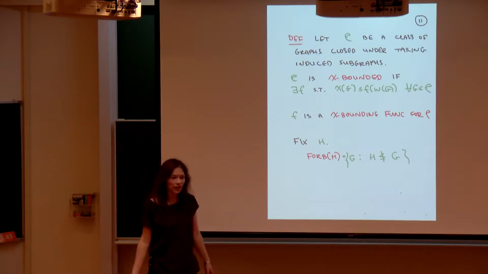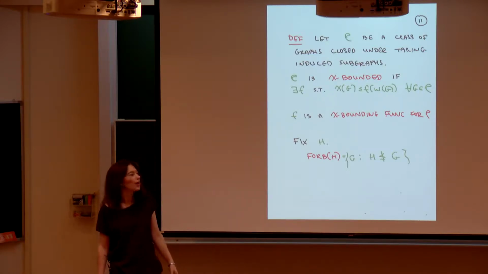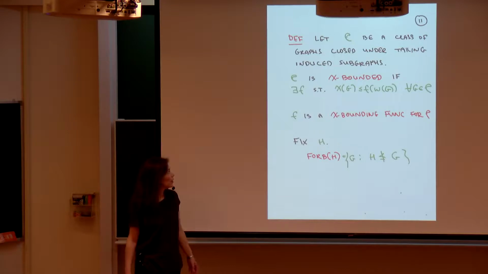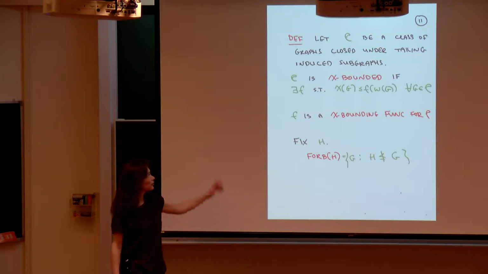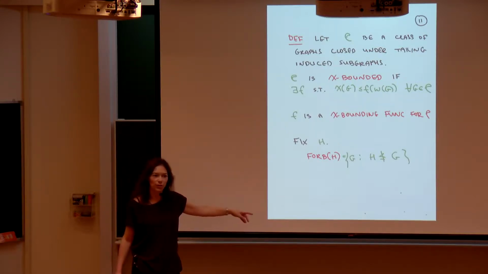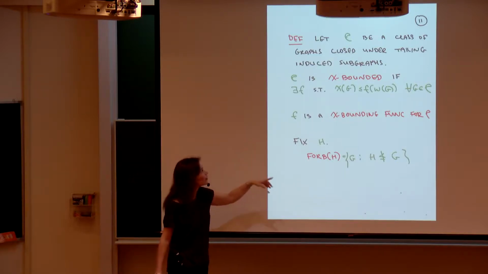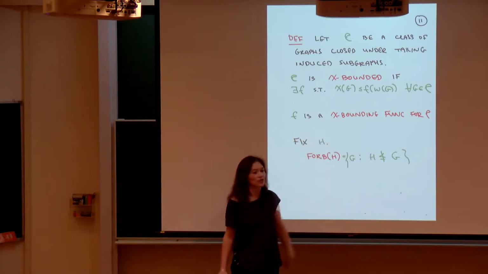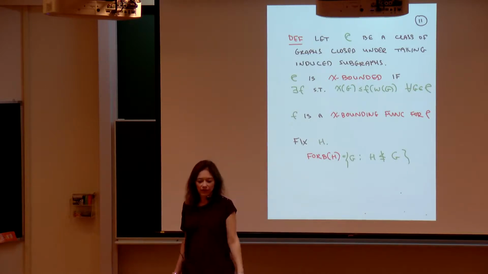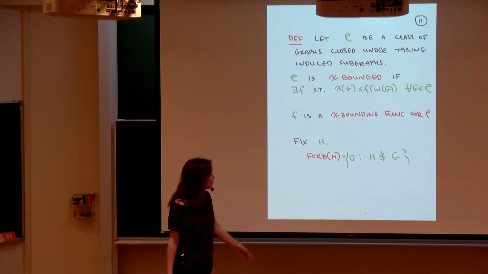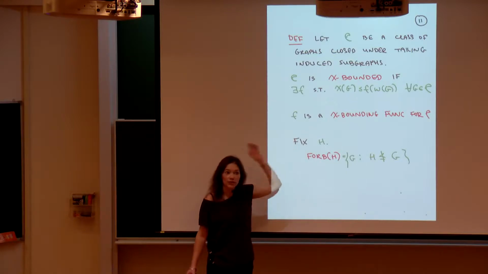Just to have some vocabulary so that we can talk. A class of graphs is chi-bounded if, first of all, I want it to be closed under induced subgraphs. And second of all, I want that there is a function so that the chromatic number is at most this function of the clique number for every graph in the class. And I'm going to call f a chi-bounding function for this class.